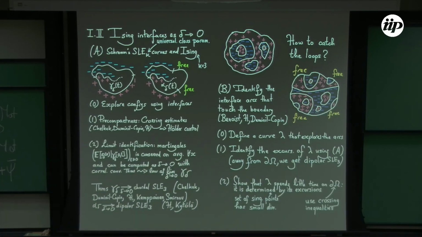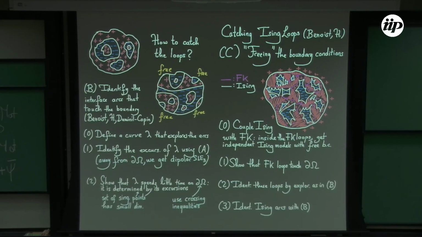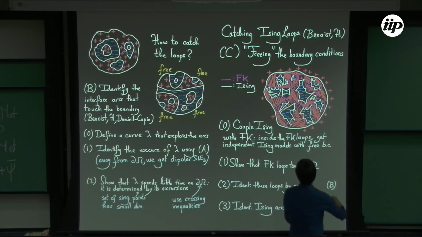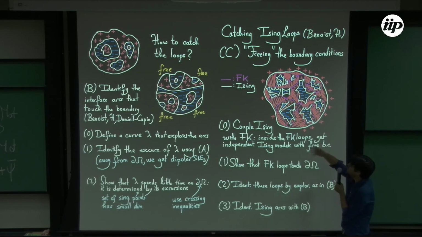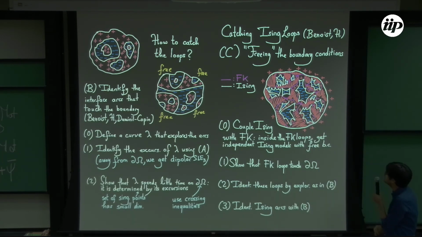But then, you know, you may think free is a bit artificial. I mean, you want, say, plus to get this CLE. So how do you go around that? And the next idea was to couple the Ising model with this FK Ising model that you heard of in Jacobo's talk.